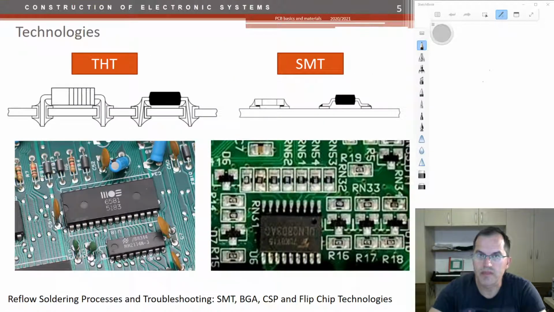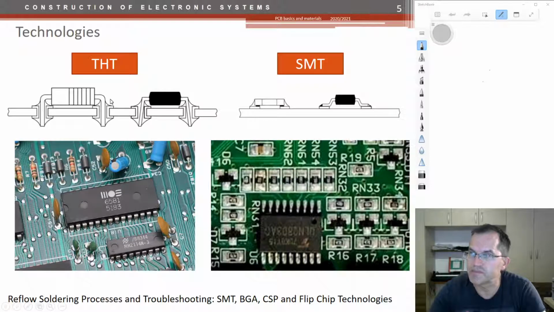Let us continue. Well, usually what we distinguish here in the printed circuit board technology are two main technologies. One is called through-hole technology, THT, and the other is surface-mounted technology, SMT. As you see here, the through-hole technology uses components that have leads that are inserted in the prepared vias, holes, and these components are then soldered on both sides.